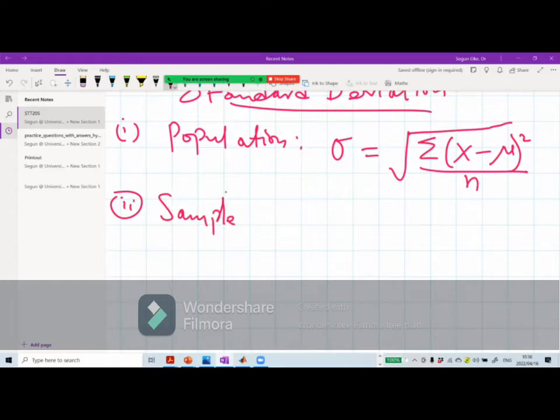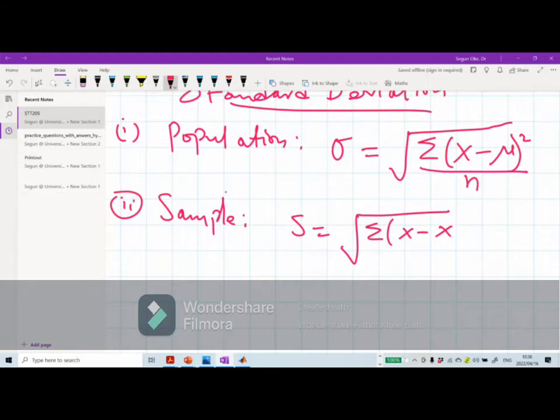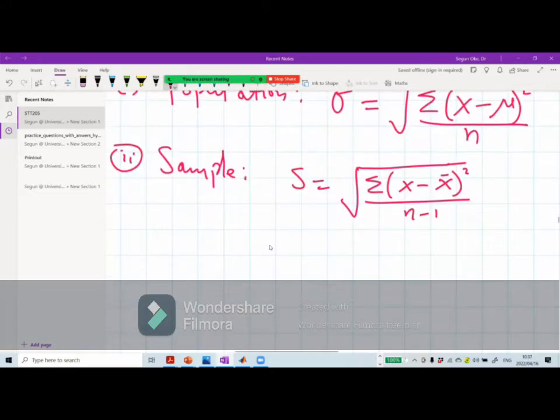I'll show us the difference between the two. The sample s equals square root of summation of x minus x bar squared divided by n minus 1. So in this case, we can also have what we call variance.